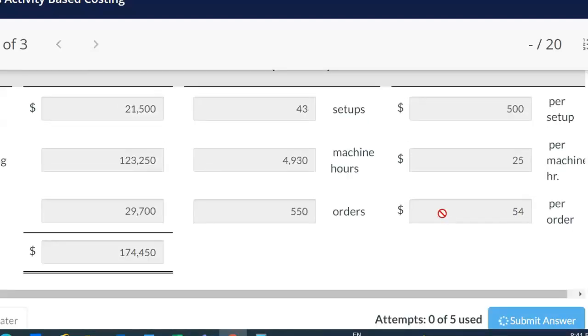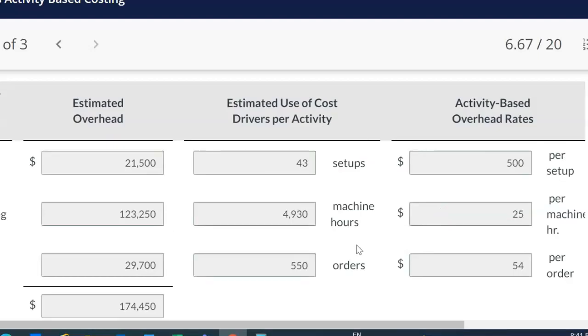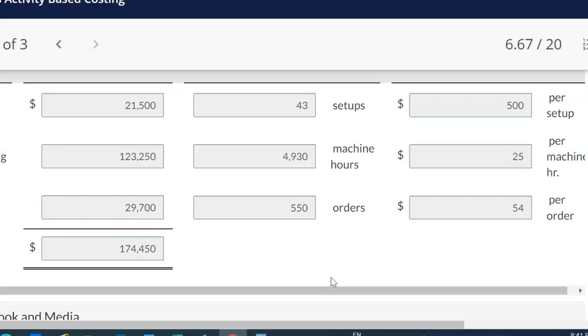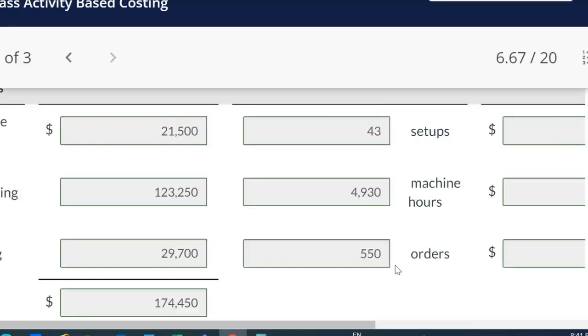Okay, let's check your numbers. Very good. Let's see. You should be right. Are we right? Yes. Have you got that green stripe? Okay, I'll take your word for it. Let's go down.